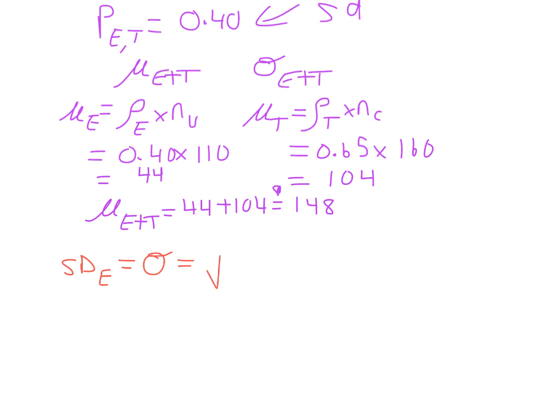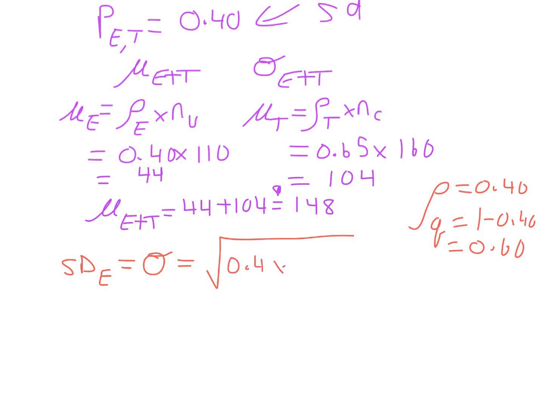And so the formula for that is P times Q, like when we used to do it in school, right? P is 0.40 for the electricity, so Q is 1 minus that, and so we get 0.60 for that. And so we just take those two values, 0.40 times 0.60, and we multiply that by that NU number again, the 110, and that's going to give us our standard deviation for the electricity part of the bill. So that's 26.4, and then you're going to square root it.